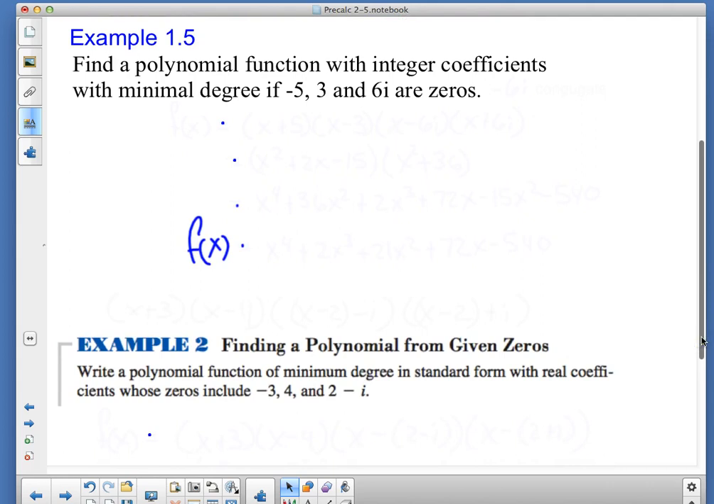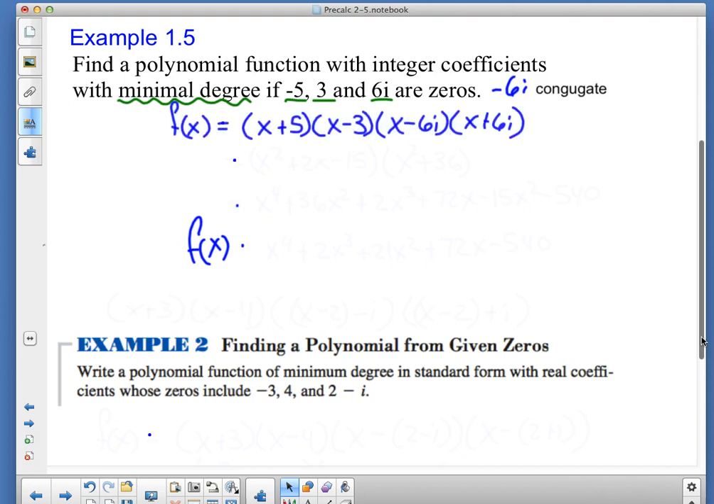So when we set this up, I have this situation. Notice how I said minimal degree. A lot of people will just look at that and go, okay, boom, I got x plus 5, I got x minus 3, and I got x minus 6i. I'm totally ready. And I'm like, wait a minute. You got a friend that you forgot, the conjugate. So as you're going through, don't forget about that. Once you do your setup, you're golden on this. You're just doing what we just did.